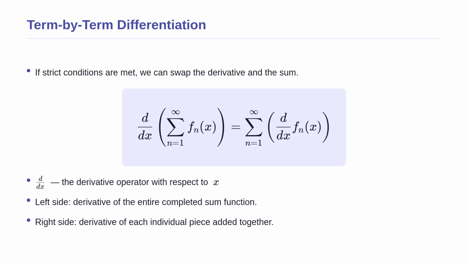Let us look at the mathematical representation of this strict rule. The left side shows us taking the derivative of the entire completed sum function with respect to x. The right side shows us taking the derivative of each individual piece first and then adding all those slopes together. When the strict conditions are met, we are allowed to swap the order of the derivative and the infinite sum, breaking down complex problems into simple ones.